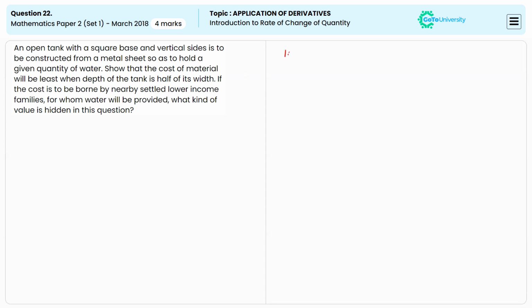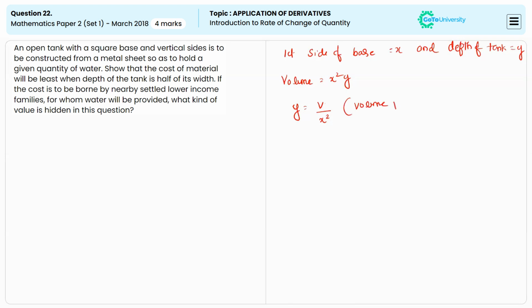So let us first assume the side of the square base be x and the depth of the tank be y. Then the volume of the tank will be x square into y, or y is equal to the volume V by x square, right? But the volume V is constant. This is the volume of the water which is fixed. So the cost of material has to be least when the area of the sheet used is minimum, right?